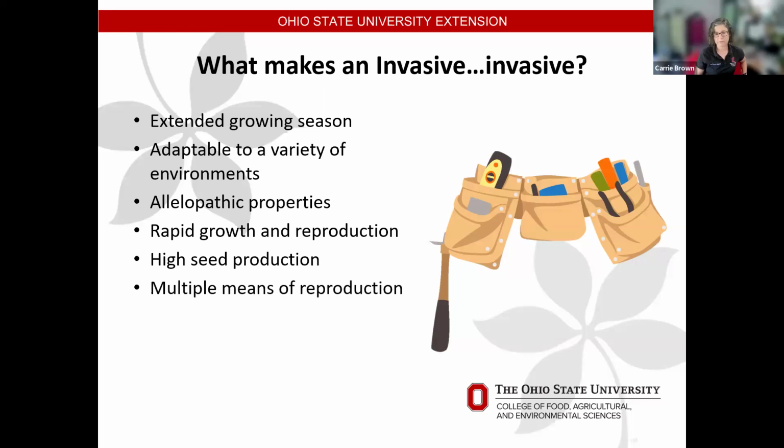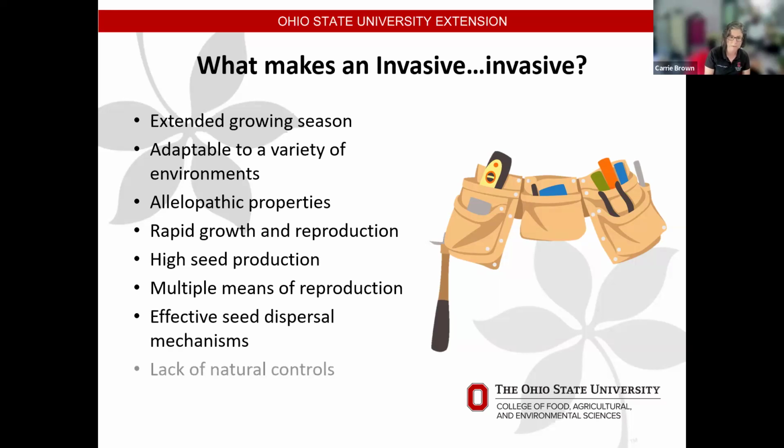Multiple means of reproduction. Some of these species will flower and produce seed, but at the same time, they're able to reproduce through vegetative means, whether that be rhizomes or tubers. Effective seed dispersal mechanisms. So they have different ways that they are able to get around. And then lack of natural controls.